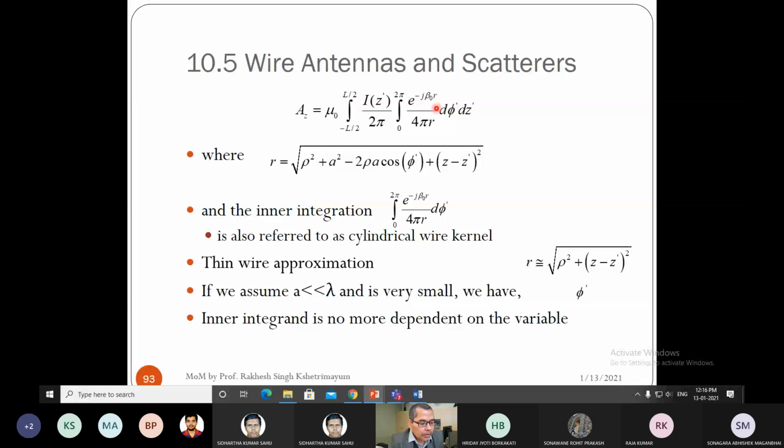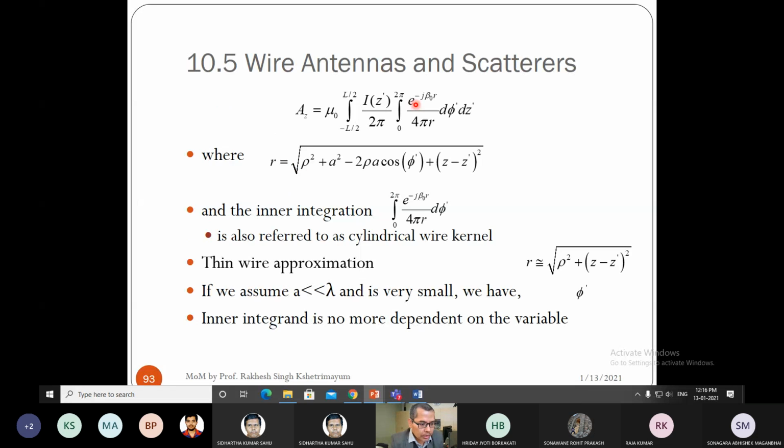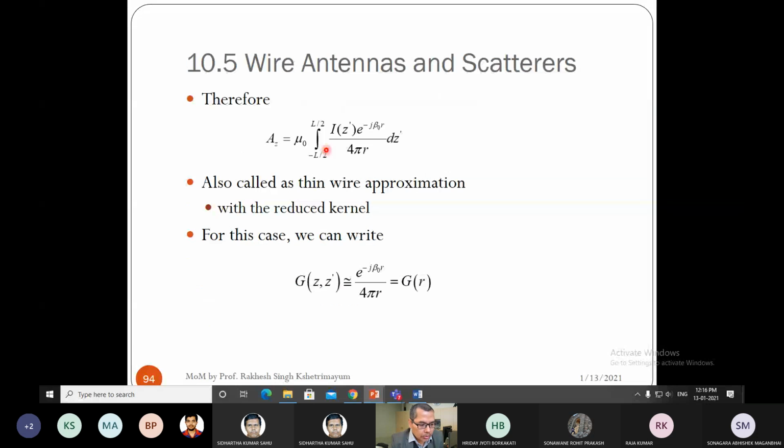I plug it in, and finally what I'm getting is AZ equals mu naught, integration from minus L by 2 to plus L by 2 of IZ dash exponential minus j beta naught R by 4 pi R dz dash. Look at this term here. This term is basically the Green's function for free space. What I'm doing is a convolution of the Green's function with the source current density, and then I get the magnetic vector potential. The Green's function for this case, with the thin wire approximation, actually converts to that of free space. The free space Green's function is exponential minus j beta naught R divided by 4 pi R.